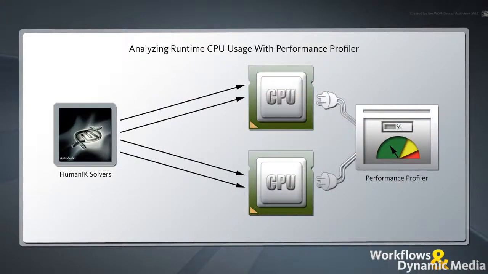After you've performed these optimizations, you can use a performance profiler to analyze your runtime CPU usage and identify the portions of your code that are the most resource-intensive in your game. From there, you can streamline the structure of your algorithms to fix any performance bottlenecks.